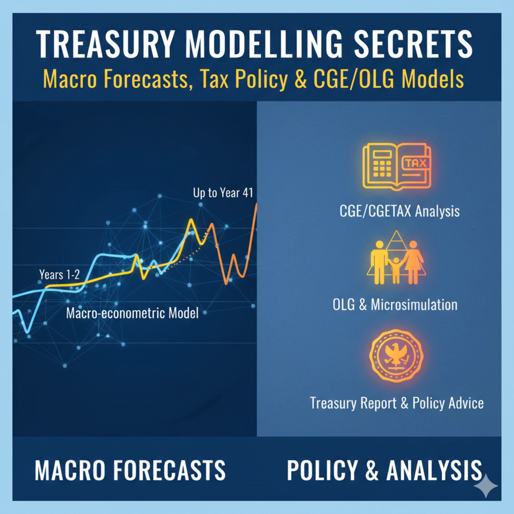Should the Treasury stick to the existing three-phase approach or embrace a new macro-econometric model for projections stretching up to 41 years? We examine the essential techniques used for analyzing tax policy, from advanced computable general equilibrium (CGE) models like CGETAX to microsimulation models like CAPITA used for assessing equity impacts on individual households. Plus, find out why overlapping generations (OLG) models are key to studying crucial intergenerational issues like retirement incomes and public debt.